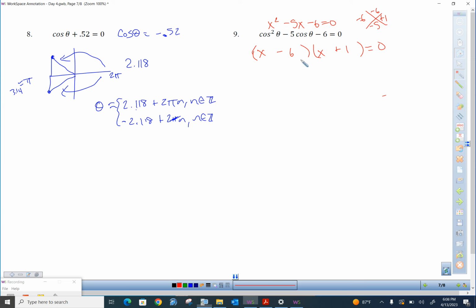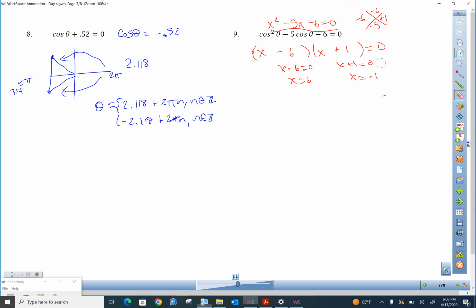If I FOIL this back, you don't need to write this, but I'm just going to show you: x squared plus 1x minus 6x minus 6. This is equivalent to that original. You're just writing a factor of 1. But we do that because that allows us to say that this times this is 0, meaning either this first piece is equal to 0 or this second piece is equal to 0. So I know that x could be 6, or x could be equal to negative 1, or they could both happen. How this helps us is that once we solve this part, we can do some substitution.